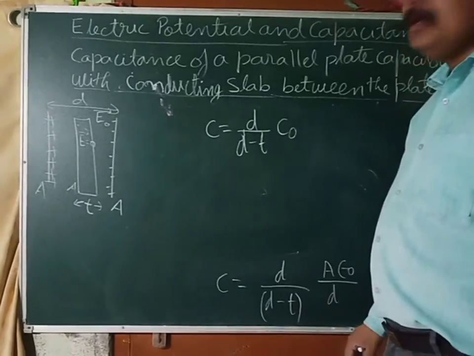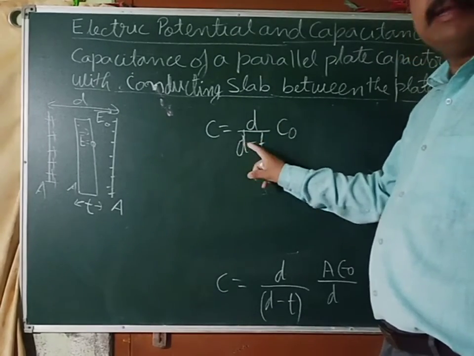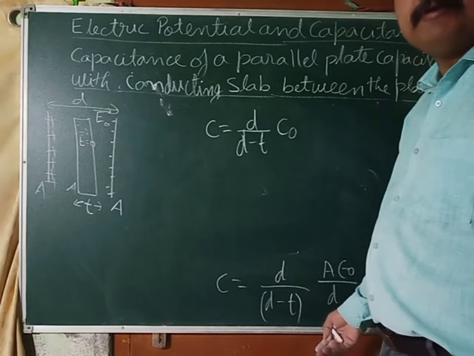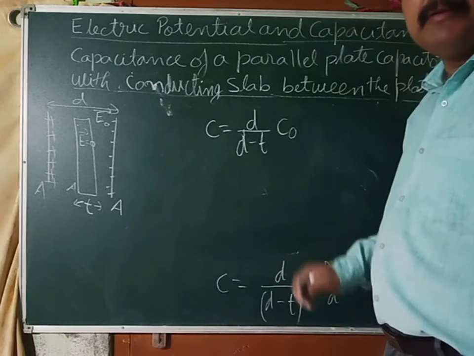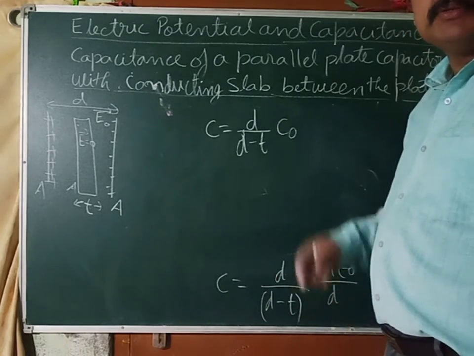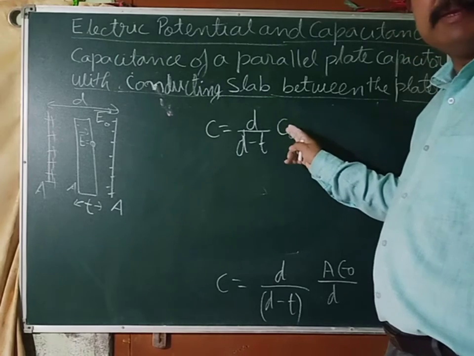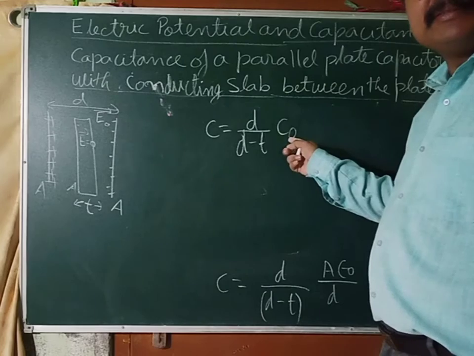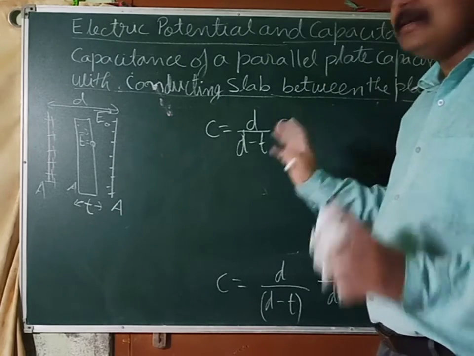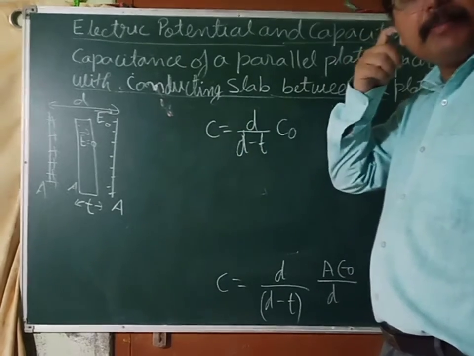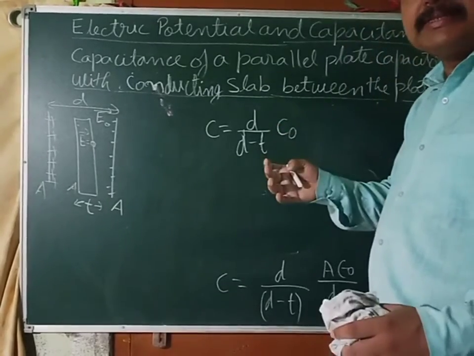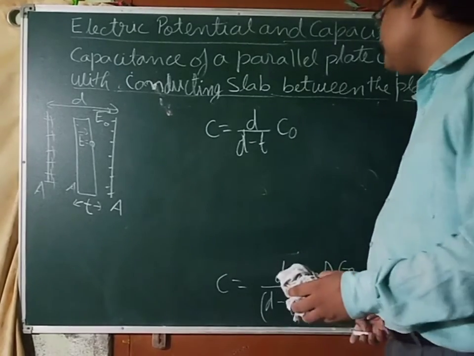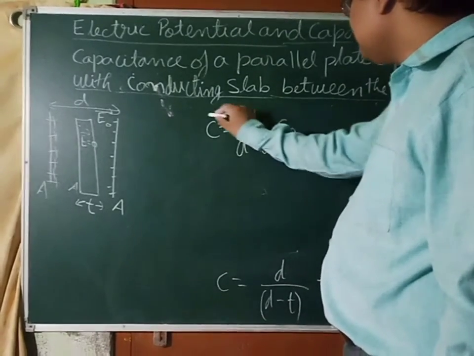So if both are equal, then it is 1, and C equals C naught. But suppose you are dividing 10 by 10 minus 5. How much do you have? 10 by 5, which is 2. So twice of this is equal to this much. That means this is the initial capacitance when there was only free space between the plates, and this is the capacitance when there is a conductor between the plates. So we can say that the capacitance has gone up. Okay, so from here what can we write straight away?